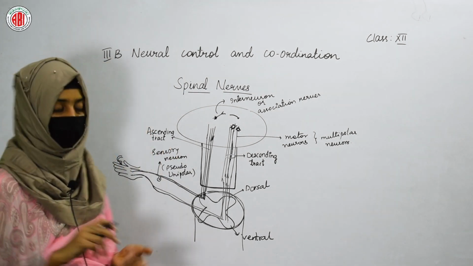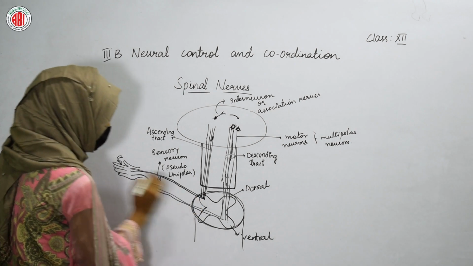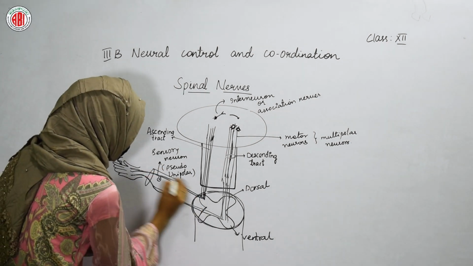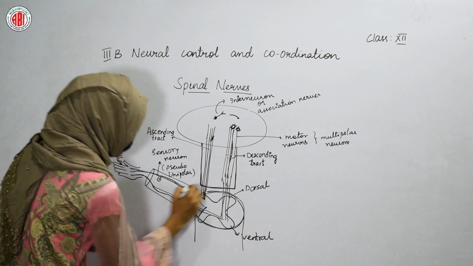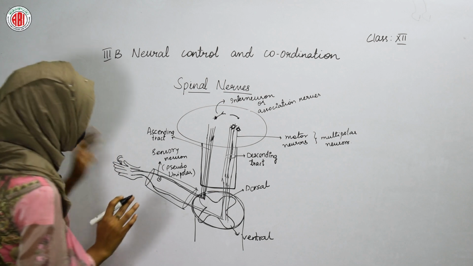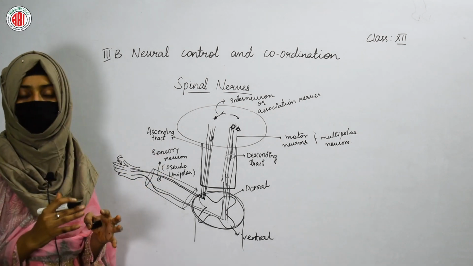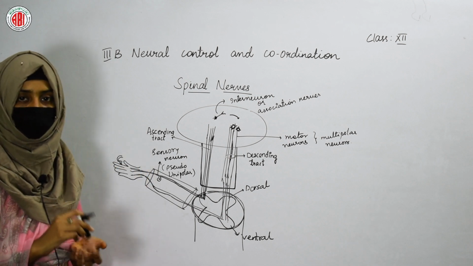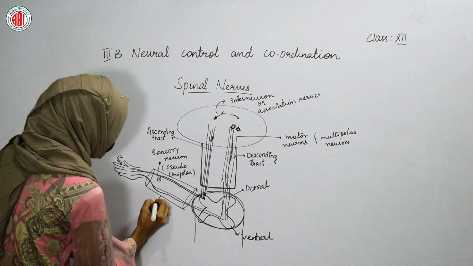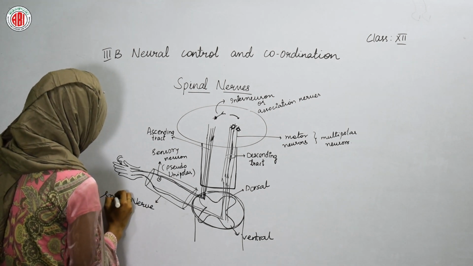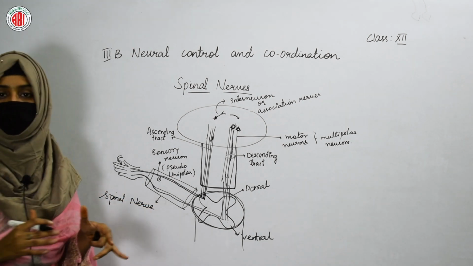Now we'll come to the topic. Here sensory neurons are present and motor neurons are also present. They are packed together in the form of a nerve. This nerve shows the presence of all the neurons, sensory as well as motor neurons. We call this nerve a spinal nerve. And spinal nerves are present in pairs.